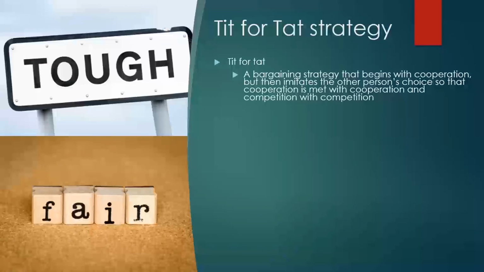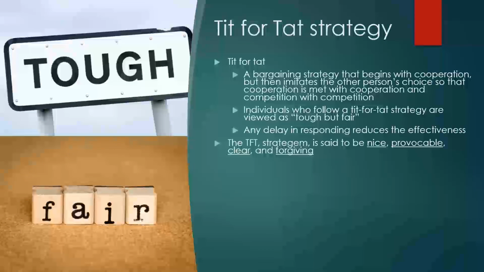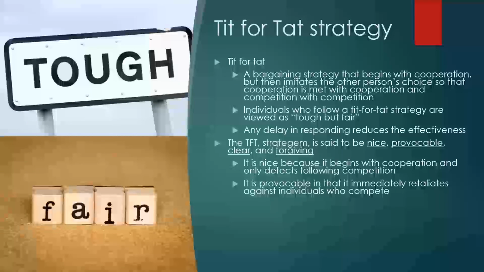This is a really, really strong strategy. This is something that's used by political organizations. This is something where you meet the other person with what they're coming at you with. But it has to be something that's very apparent, right? So it's considered nice, provocable, clear, and forgiving, right? So it's nice because if the other person cooperates, you cooperate. It's provocable because if the other person retaliates against you, you meet that with competition, right? You meet that with not yielding.